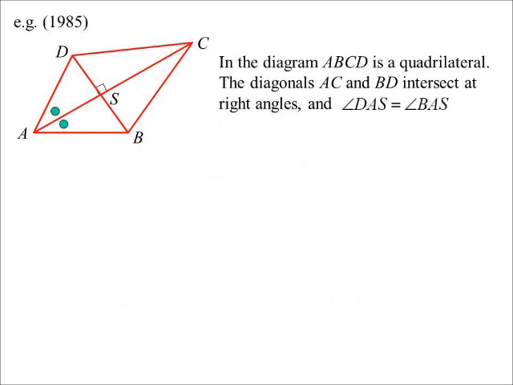Let's do what is now a very old question, 1985. Goodness me. So this is the shape they gave us in the question. It is, of course, a quadrilateral, and we've drawn in 2 diagonals. They've told us they intersect at right angles, and DAS is the same as BAS. They just want us to prove that DA is equal to AB.